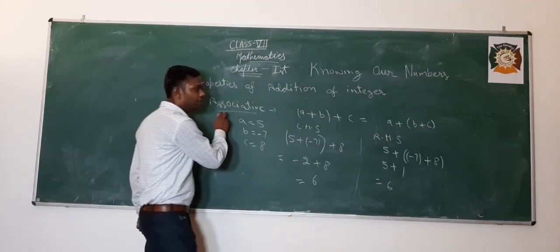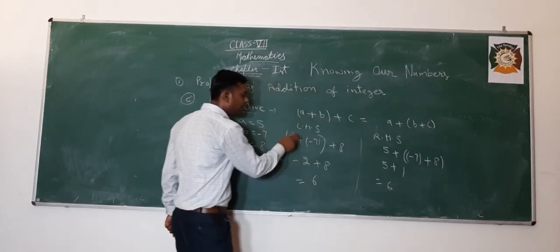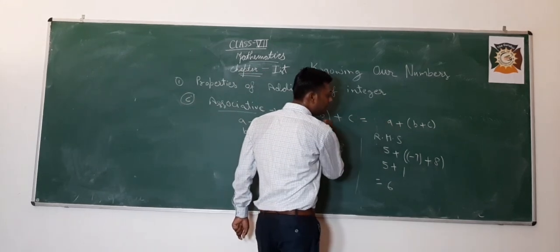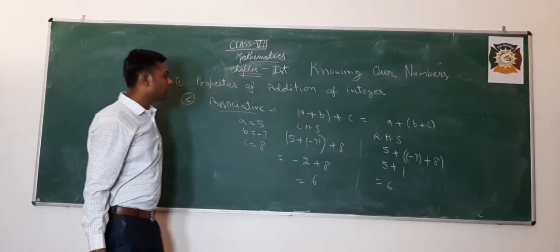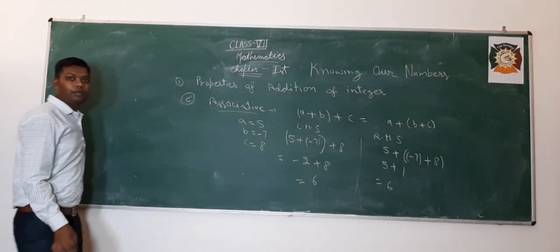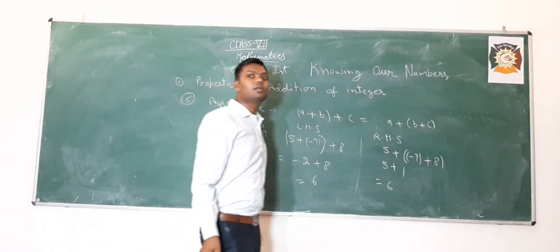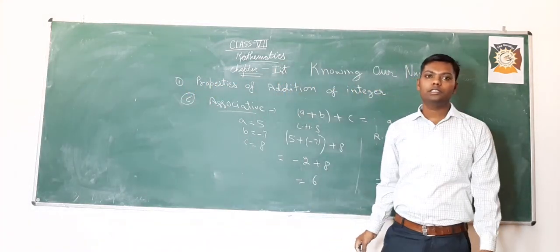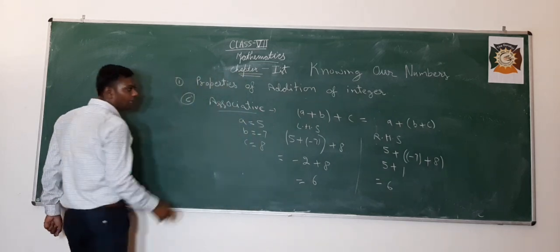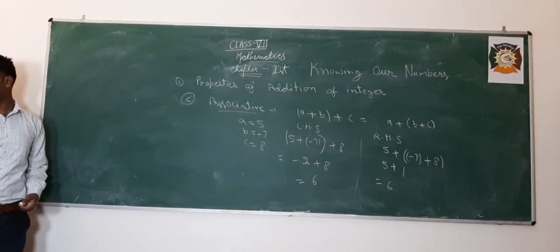This is the associative property of addition. If we add the numbers by using grouping, the result will be the same. We get the same result if the grouping is changed. We can write that, and next we will go to the next property.